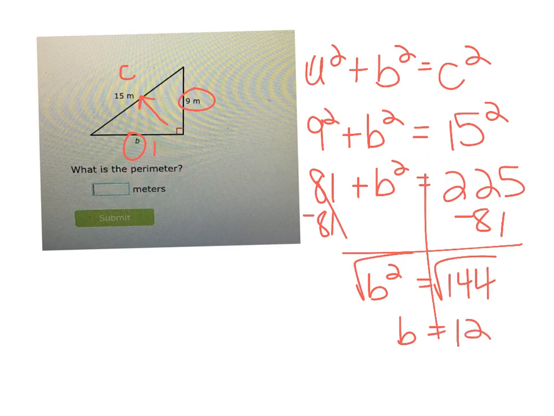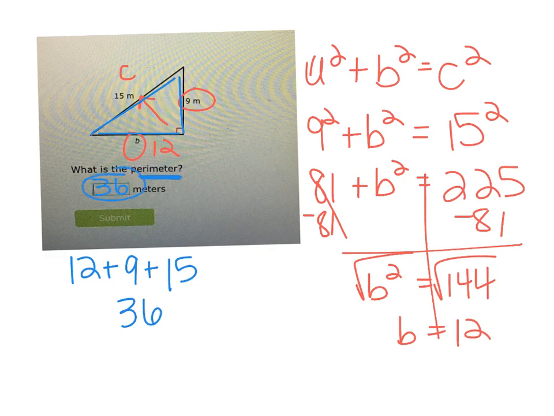Okay, so now I'm going to come label that on my picture. Now, this could be what your issue was. The question says, what is the perimeter? That means I need to add all the way around the outside. Perimeter means add this side plus this side plus this side. So if it's asking for the perimeter, I have to add 12 plus 9 plus 15, and I end up with 36. So my final answer that I would type in for IXL is 36.